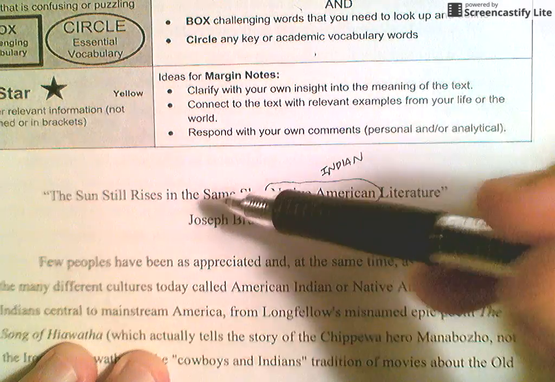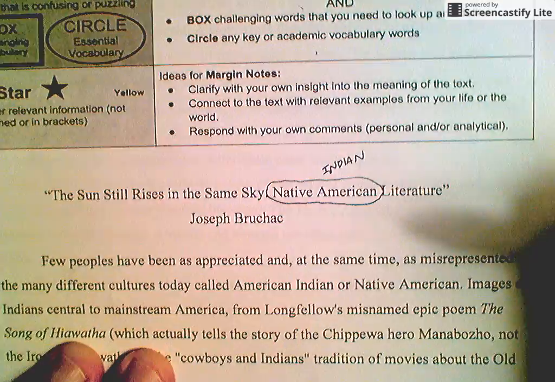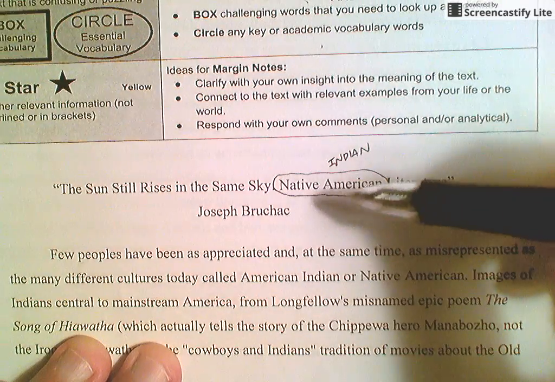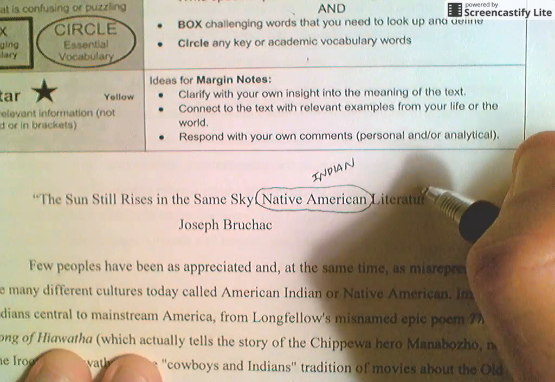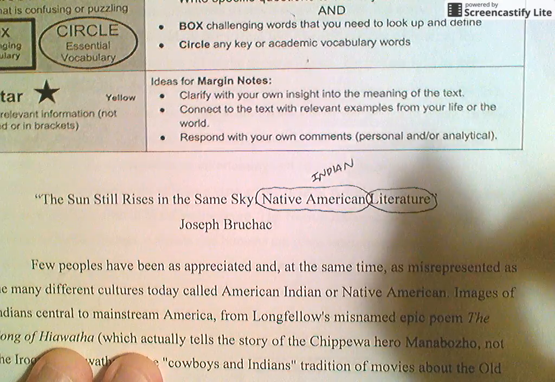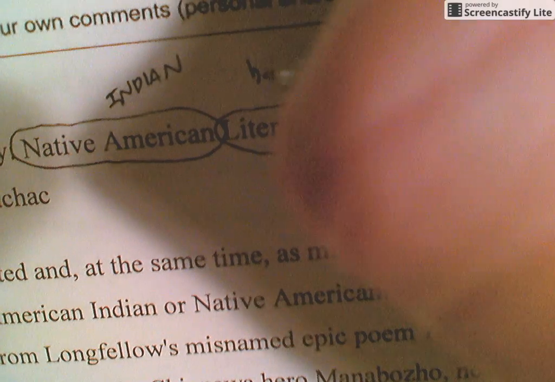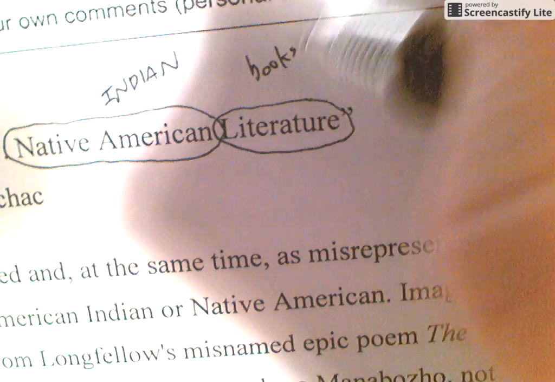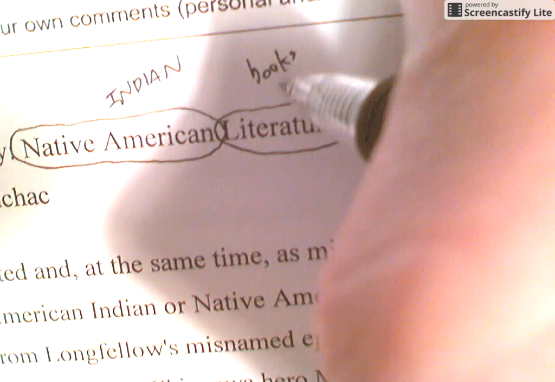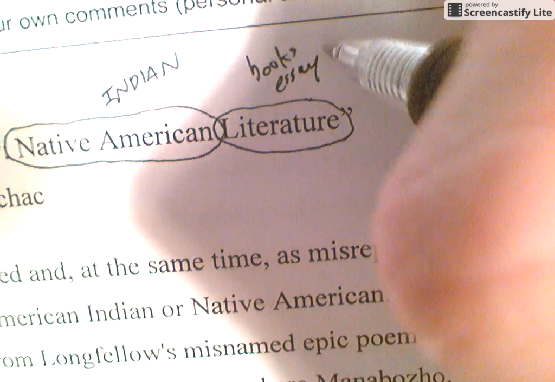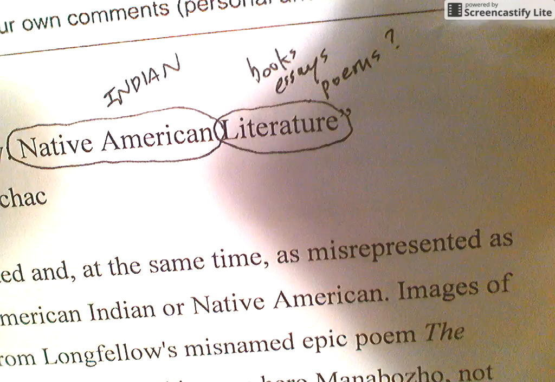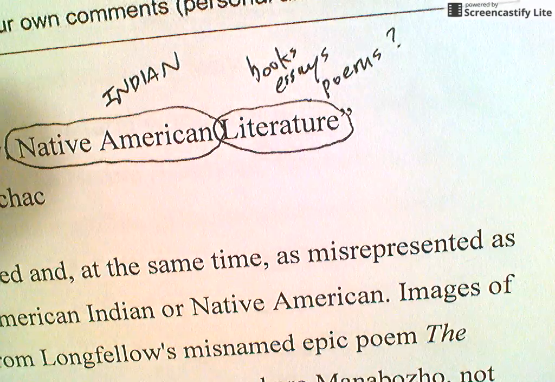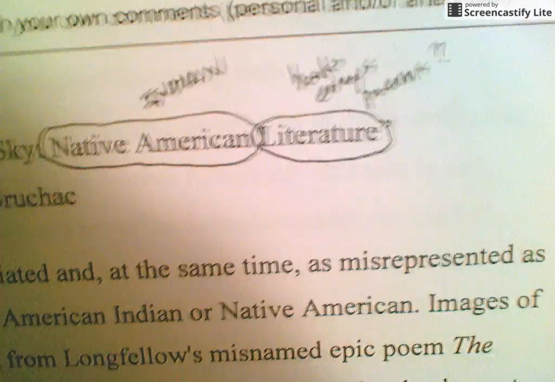I don't know what this means, the sun still rises. I don't know what that's about. But I do know this is going to be about Native Americans. And it's also going to be about literature. Okay? So something about Indians, something about books, okay? Maybe essays or poems. I'm going to put a little question mark right there. It's important vocabulary, but I'm going to put a little question anyway, okay?